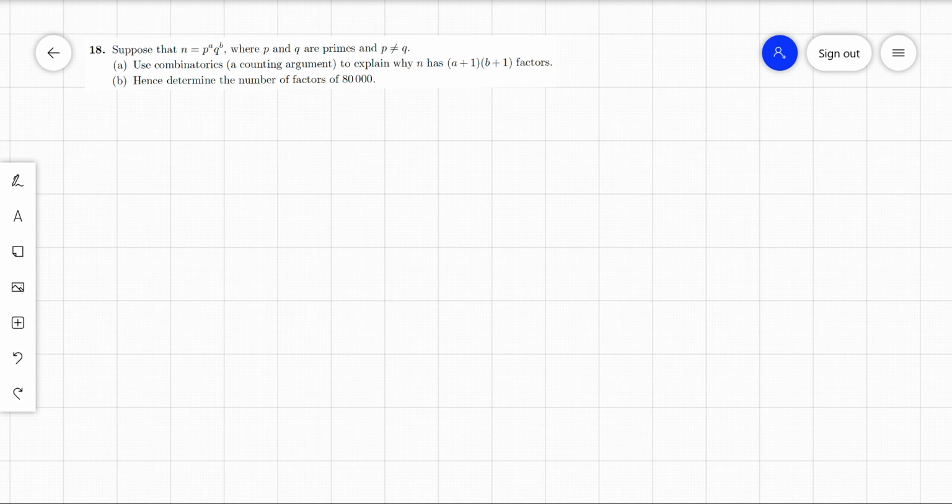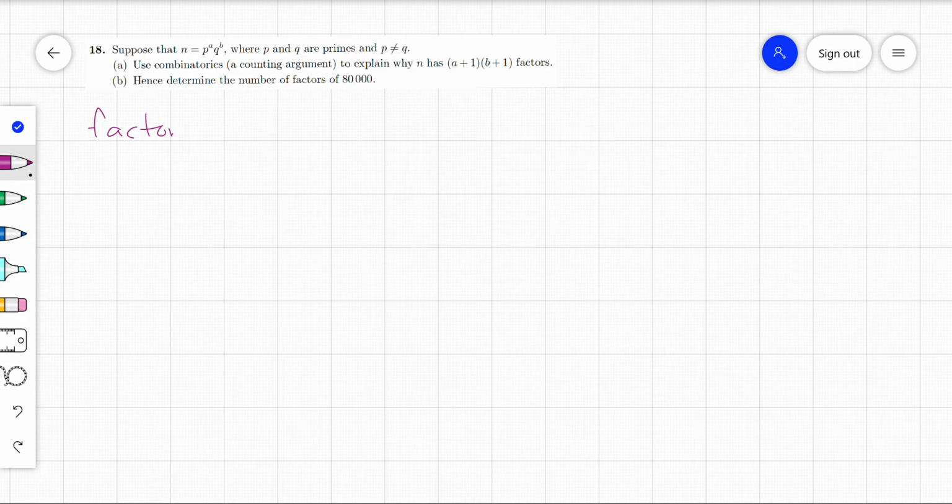Alright, so we're going to use your favourite combinatorics to explain the different number of factors that this could have. We know that n equals p to the a, q to the b. So all factors of n, if you think about it, p and q are both primes, right? So factors will be in the form of a number of p's.